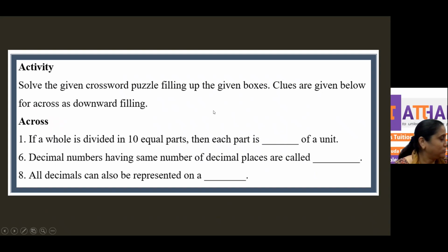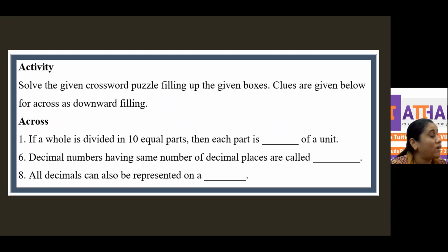So, we are going to solve a crossword puzzle. Some clues are given to us. See here. If a whole is divided into 10 equal parts, say a long chocolate, you divide that into 10 equal parts, then each part is dash of a unit. If one whole is divided into 10 equal parts, then what will you call each part?